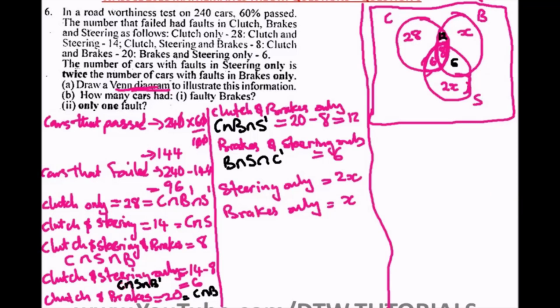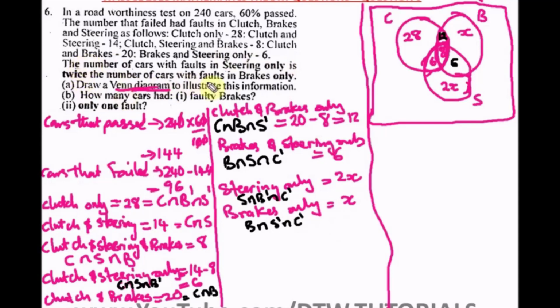And if you want to write this in set form, steering only is S intersection B prime intersection C prime. And brakes only is B intersection S prime intersection C prime. That is brakes only.